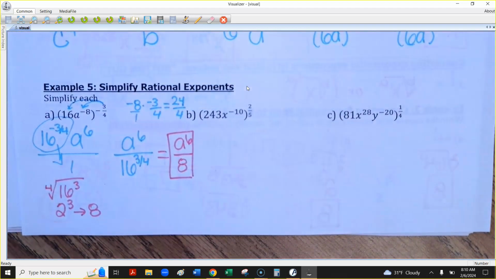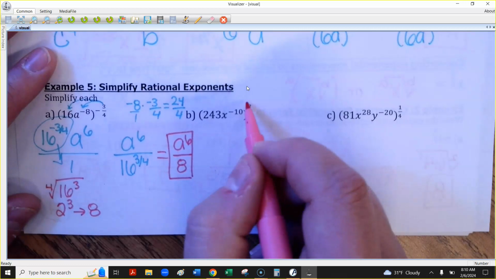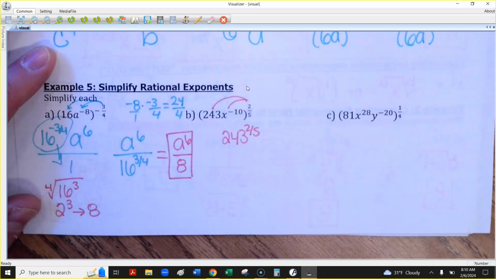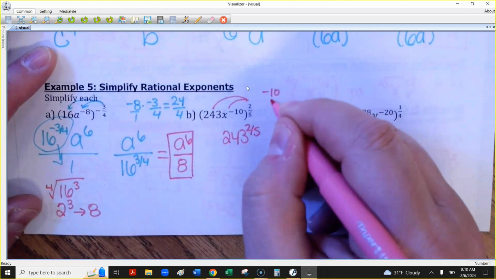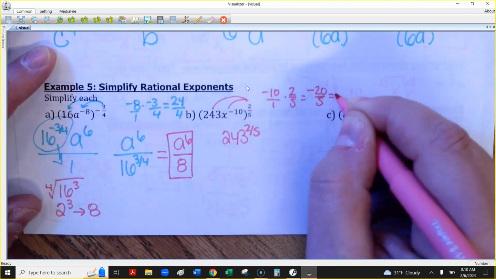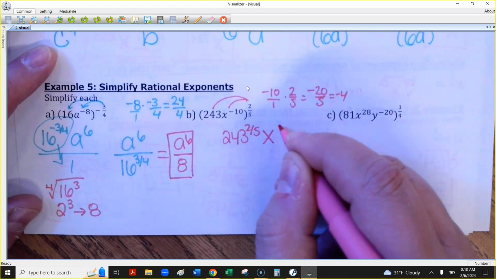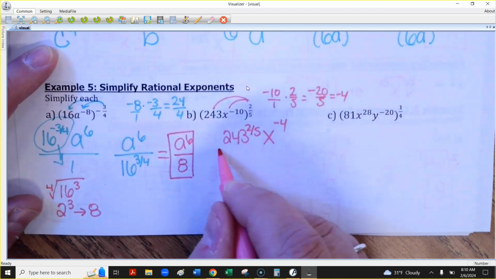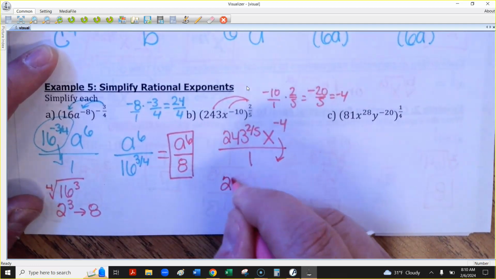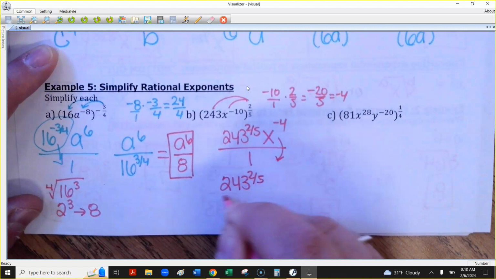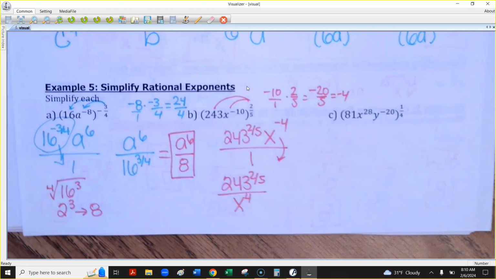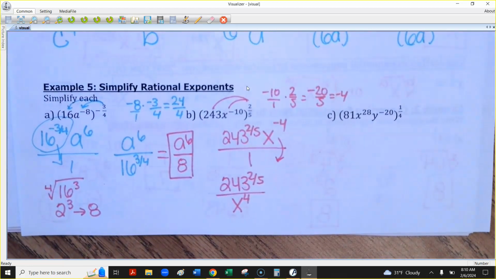Okay, very similar. So everybody gets the exponent. So we're going to have 243 to the 2/5, and then power to a power, we're going to do -10 times 2/5, which is going to be -20/5, so -4. So my exponent on the x is going to be a -4. Now, all I'm going to do for that negative exponent is move that down to the bottom. The 243 to the 2/5 has a positive exponent, so that's going to stay on the top. And when I move it, I'm going to lose the negative on the exponent. So it would be 243 to the 2/5 over x to the 4th.